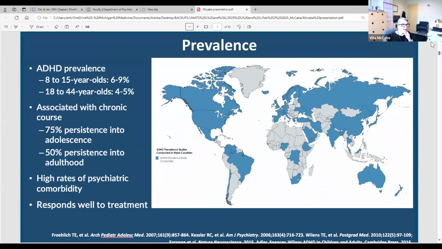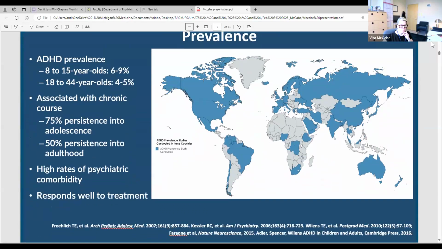This is really a slide of global prevalence of ADHD. And in kids and adolescents, if you look at the global literature, it's 6 to 9%. In the US, it's 10 to 15%. In adults, you will have residual ADHD in about 5%, 4.4%. And it is, we believe, a neurodevelopmental disorder that responds well to treatment. Next slide.